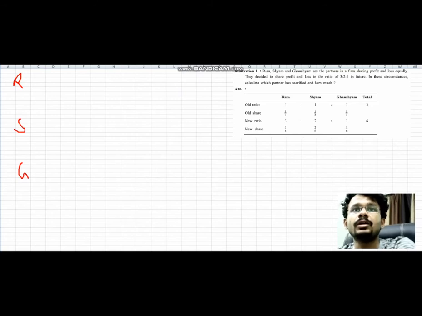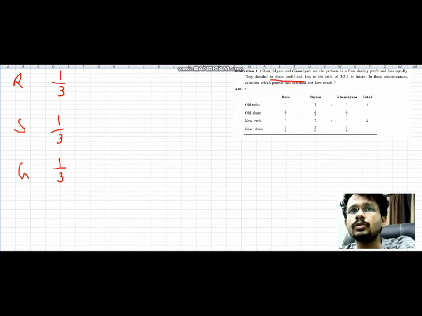They were sharing profit and loss in equal ratio. That means his ratio was 1 by 3. Equal means 33.33. That is 1 by 3. This is 1 by 3. This is 1 by 3. They were sharing in equal ratio. 1 is to 1 is to 1. That is 1 by 3, 1 by 3, 1 by 3.